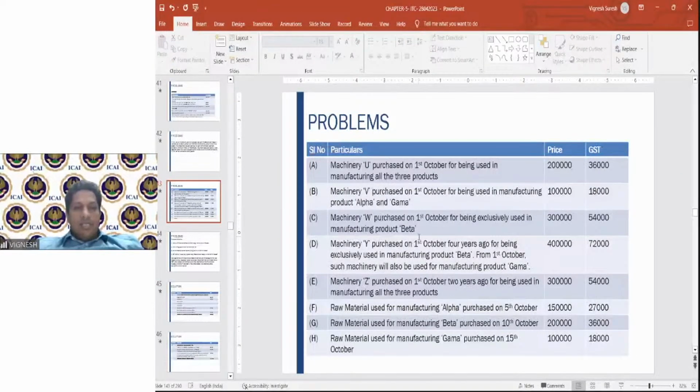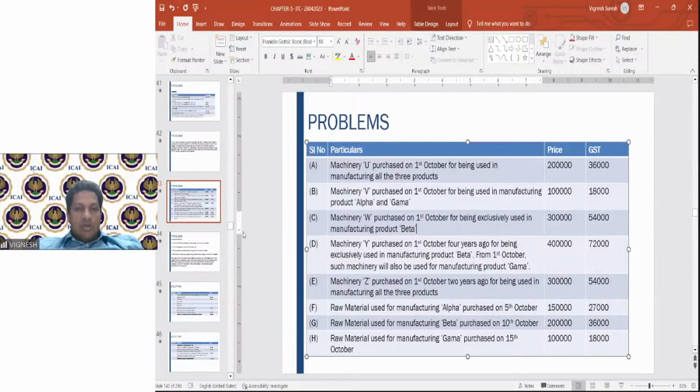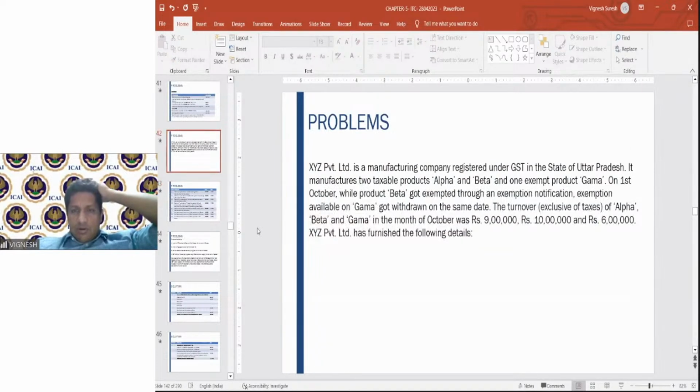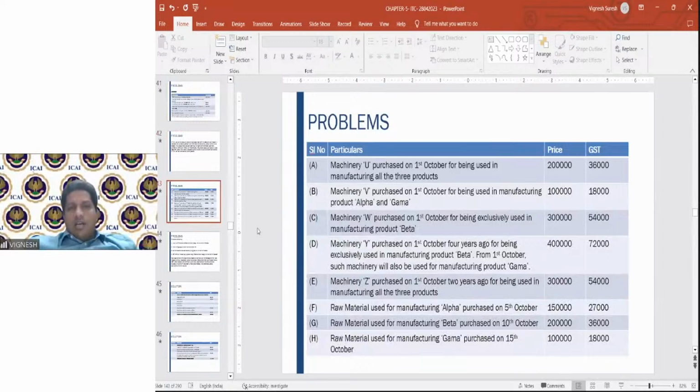Fine. Then machinery W purchased on 1st October, exclusively used in manufacturing beta. As I told you, beta got exempted through the exemption notification in the question. So this will not come. Why? Because this capital goods is used exclusively in manufacturing an exempt supply.